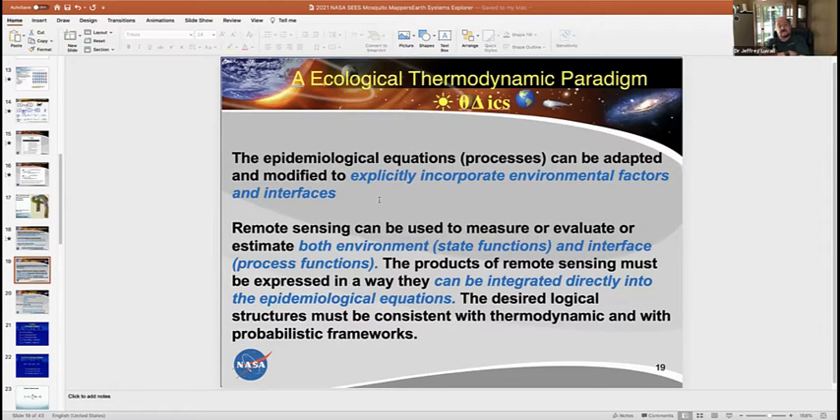The concept that I've developed is what I call an ecological thermodynamic paradigm. What I attempt to do is take the epidemiological equations and adapt them to incorporate all these environmental factors and interfaces, because with remote sensing, you can measure and evaluate these environmental factors and interfaces. So you've got the best of both worlds. You've got everything that the epidemiologist works with and understands, and also an understanding of that particular disease vector: what's its habitat, what's its life cycle, what determines the length of it. All of that is put together to help us assess the risk.